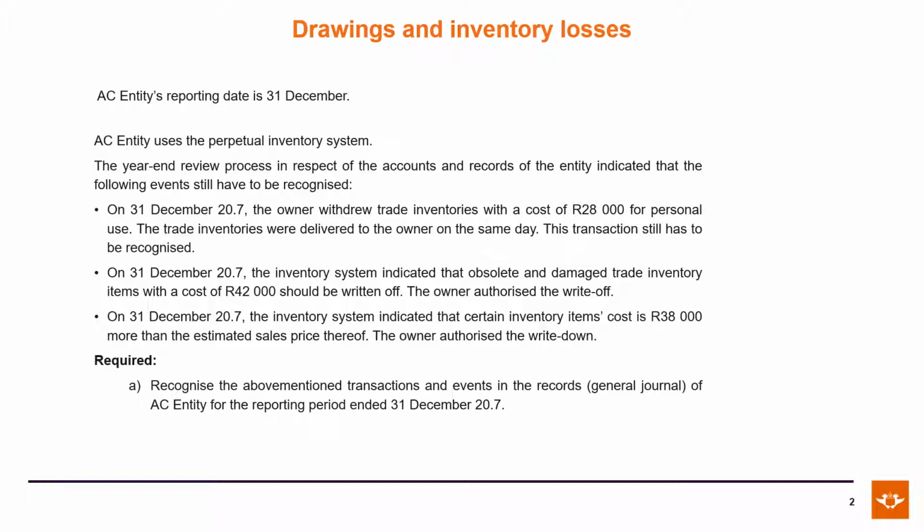AC Entity's reporting date is 31st of December. AC Entity uses perpetual inventory system. The year-end review process in respect of accounts and records of the entity indicated that the following events still had to be recognized. What's important in this case is we need to start with the required to see what is required of us to do. Recognize the above-mentioned transactions and events in the General Journal of AC Entity for the reporting period ended 31st of December. And then the transaction will be like this.